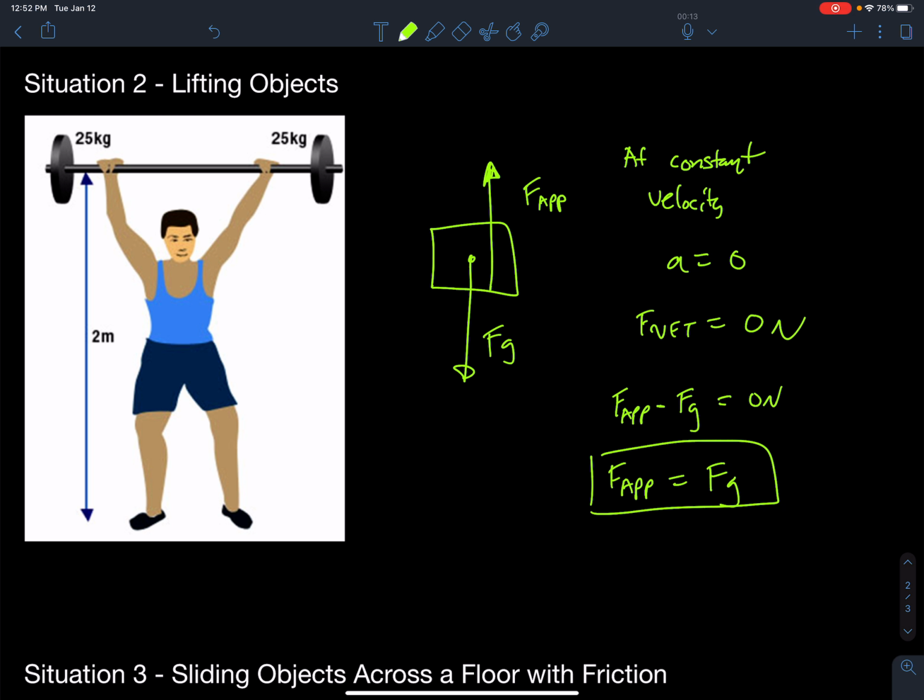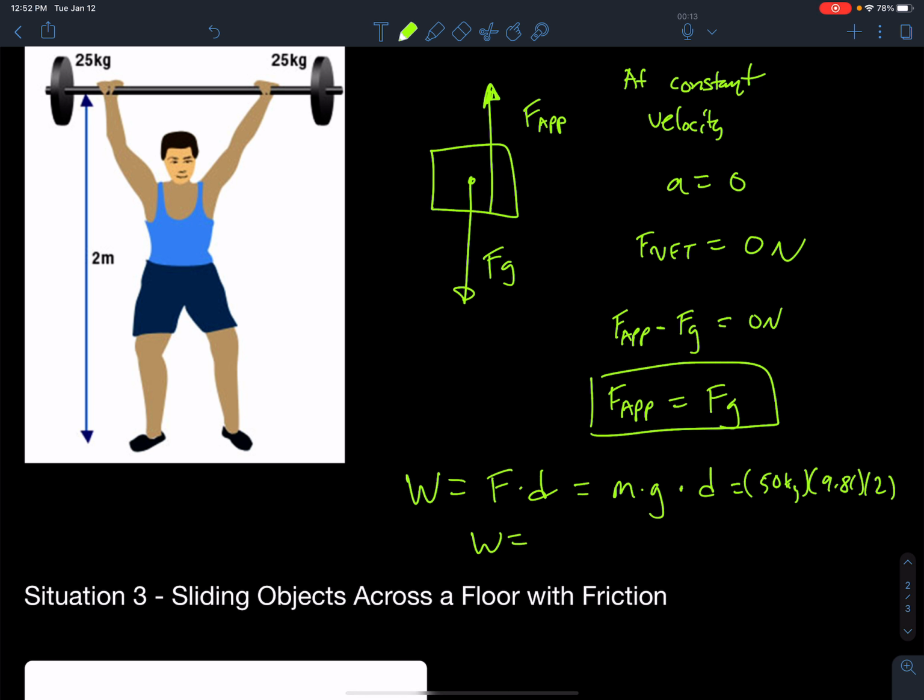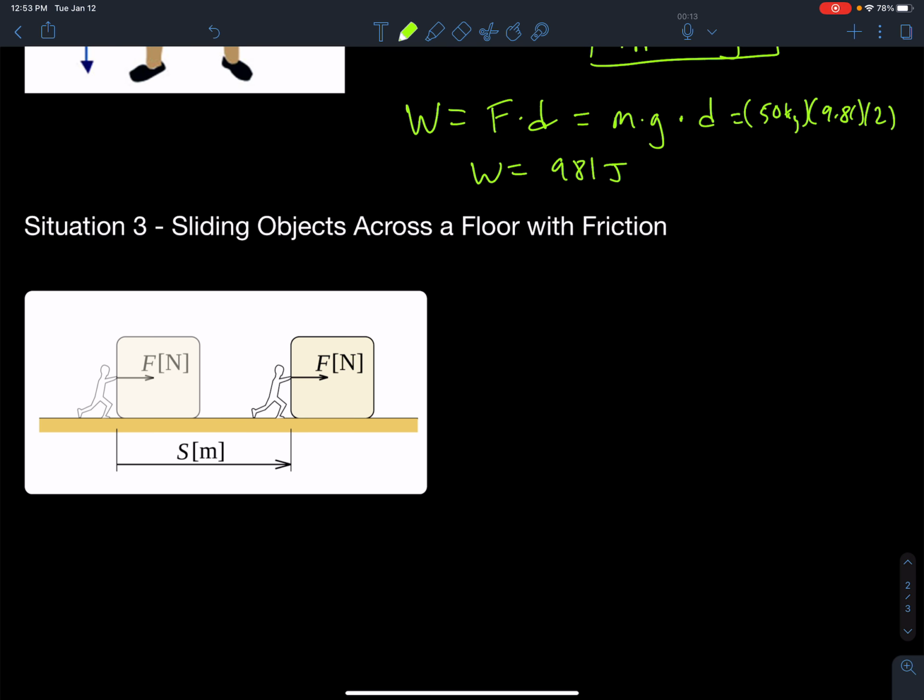So in this case, the work that he's going to apply is force times distance. I don't need cosine or anything because the force that he's going to be applying is in the same direction. So there's no cosine in that. All right, so the force he's applying is the force of gravity, so m times g times d, okay? And in this case, it's going to be 50 kilograms times 9.81 times 2 meters, okay? And the work in this case works out to 981 joules.